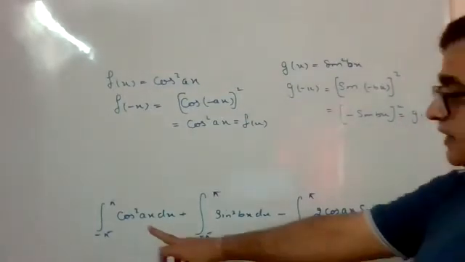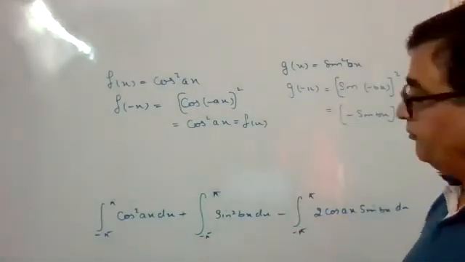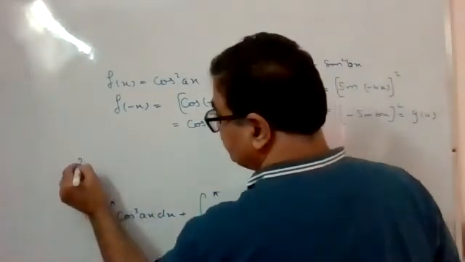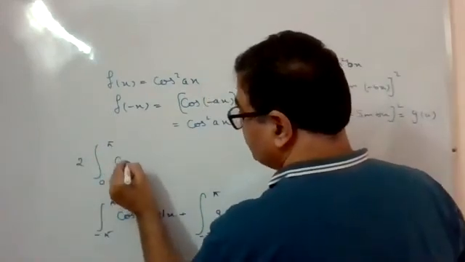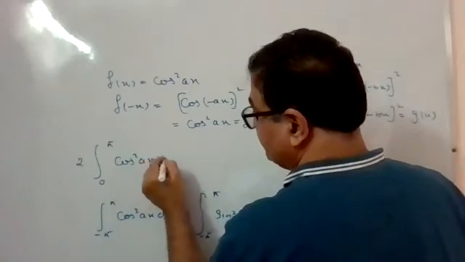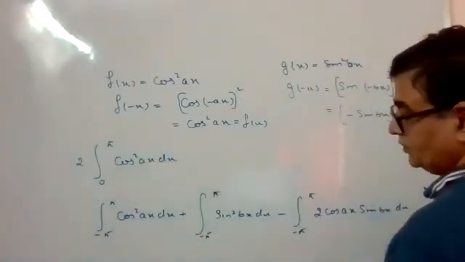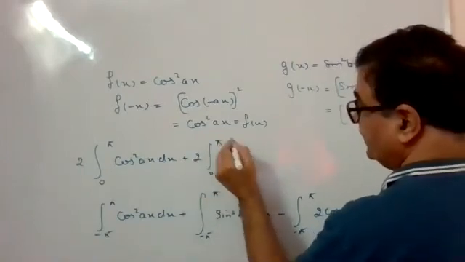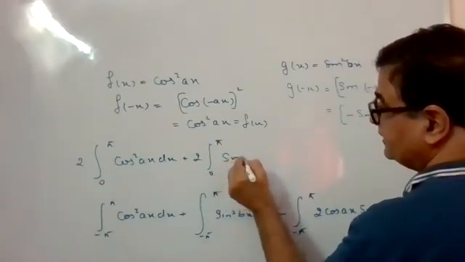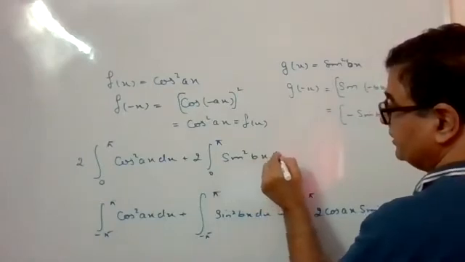So this part is clearly even, this part is clearly even. So what has this become? Twice integral 0 to pi cos square ax dx. This will also become twice. Plus twice integral 0 to pi sine square bx dx.